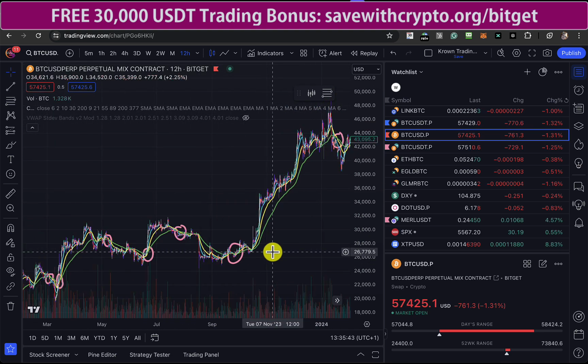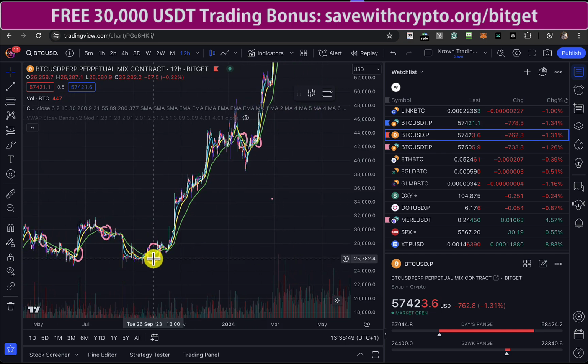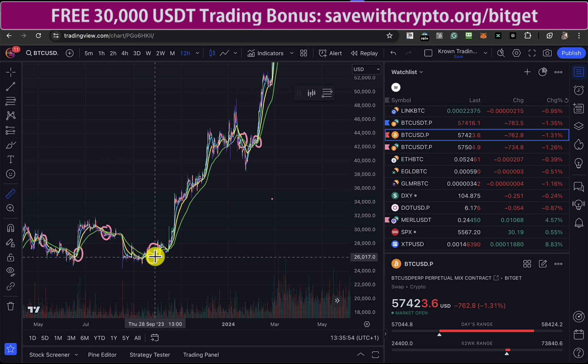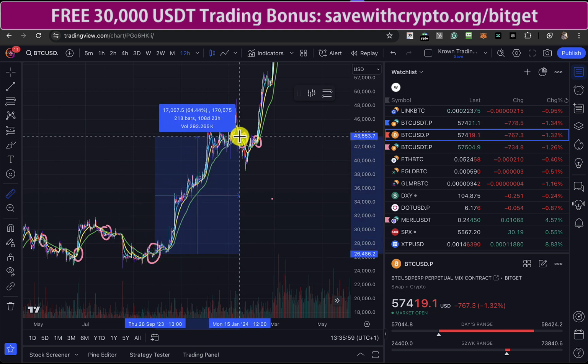Obviously, there are some amazing ones since then. This one here was September 2023 when the price was at 27 grand. Hard to imagine now, isn't it? That crossed there, and it didn't cross back until January this year. That was a 64% increase.